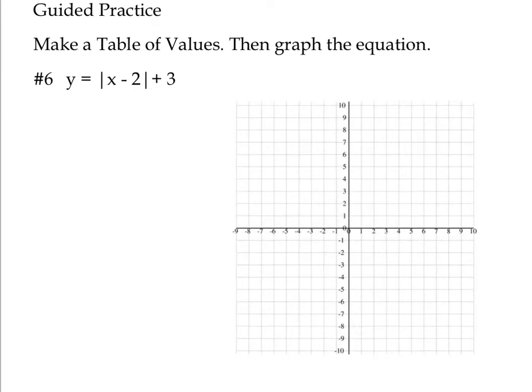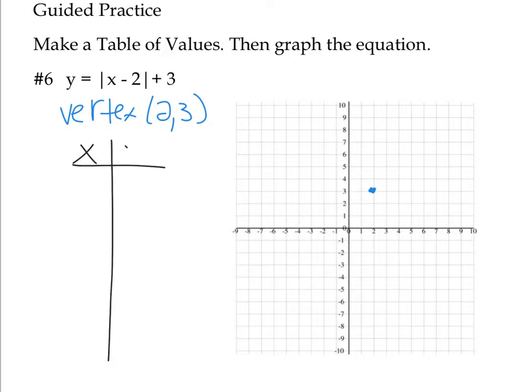Let's make a table of values and graph this equation. The first thing we want to figure out is where our vertex is. That's very important. So the vertex is going to be at (2, 3). That helps us because when we graph that point, it's going to help us figure out what x and y values to put into our table of values.